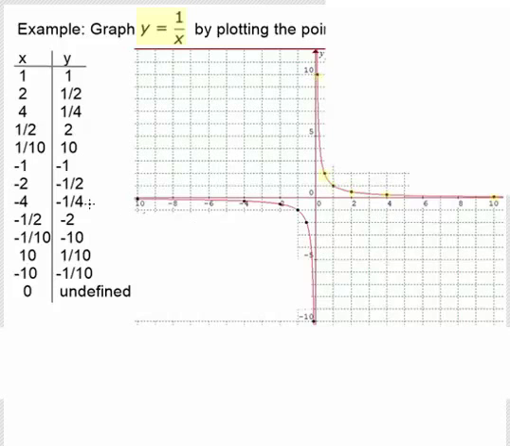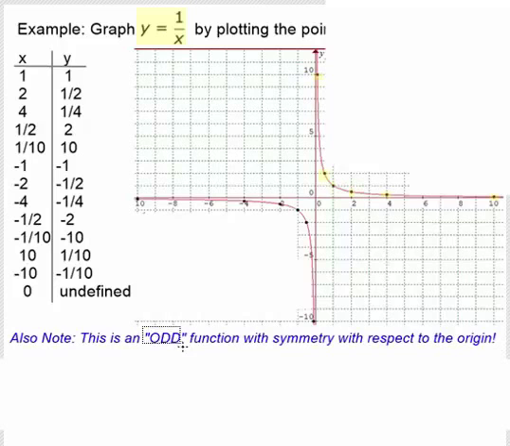And then you notice when we put in the negative of those x values, we get the negative of the y value because this is an odd function. And that means we have symmetry with respect to the origin, so that even-odd business we learned about with function graphs is helpful here. So we have all those negative x values plotted, and you can see it's a rotation about the origin.